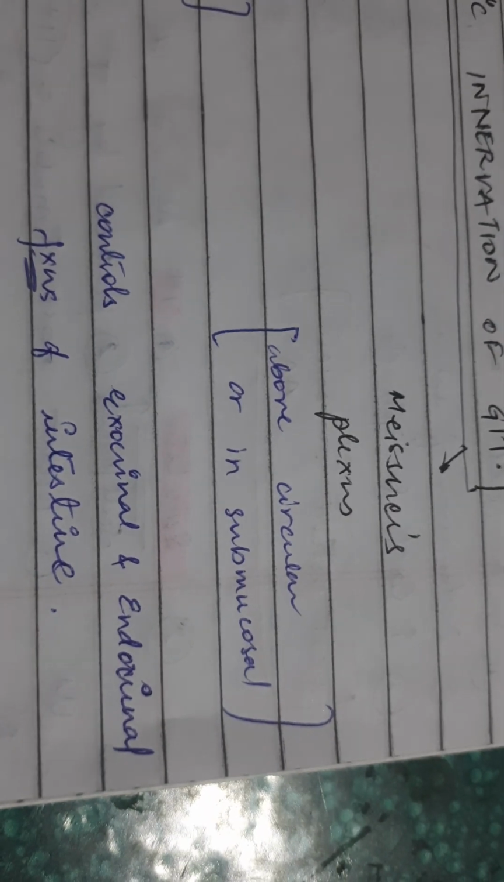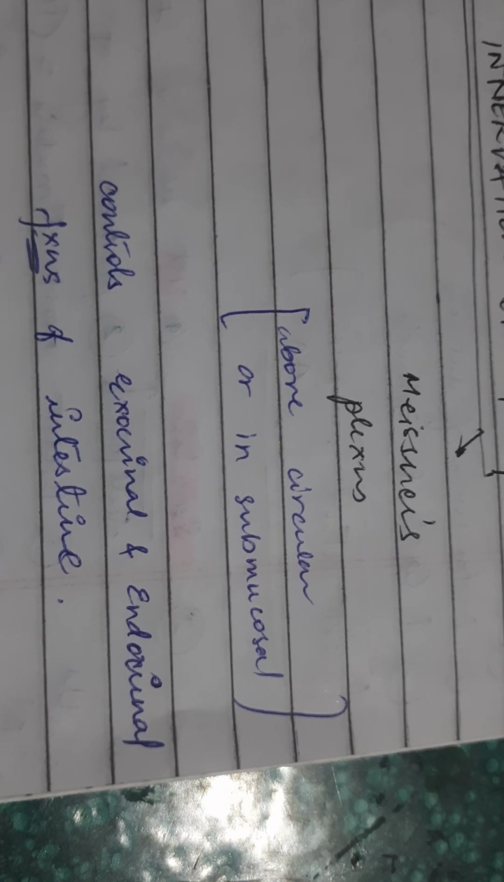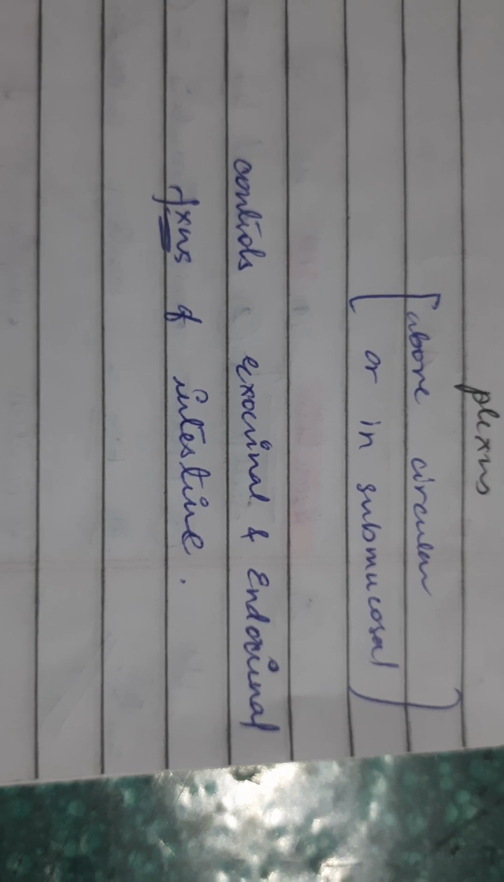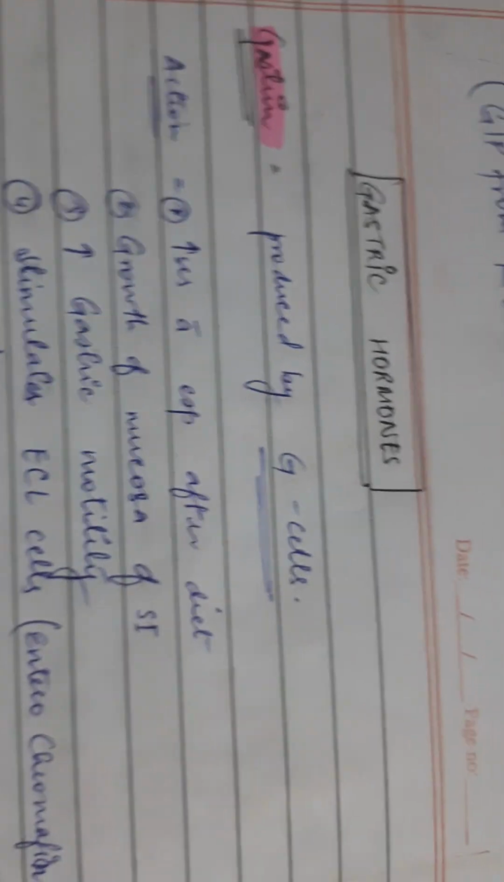Then Meissner's plexus is present above the circular muscle, in the submucosal layer. It controls endocrine and exocrine functions of the intestine. Then gastric hormones. These are very huge, we will continue. Okay, thank you.